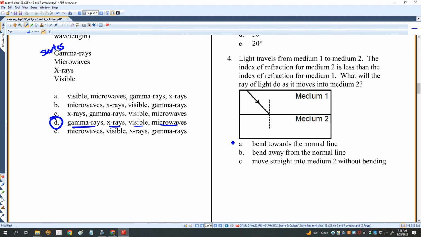So the index of refraction for medium 2 is less than the index. Let's just say N2 is equal to 1 and this N1 is equal to 1.5. Just sort of put some numbers on it. That means that this is slow, this is fast. Let's draw our wave fronts. If it goes faster here, it's going to move in that direction, so it's going to bend away from normal.